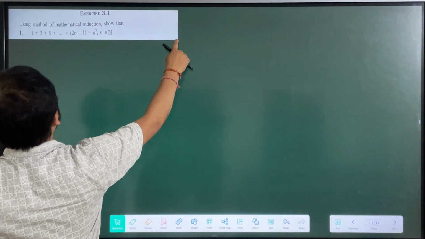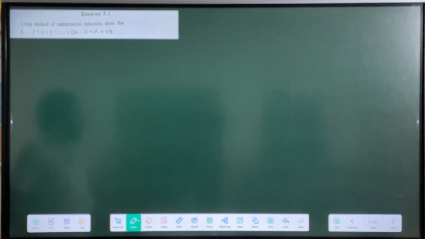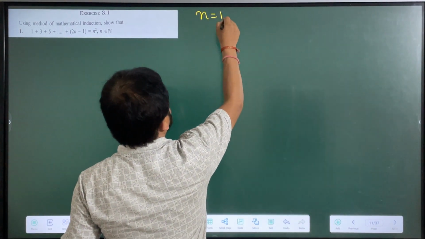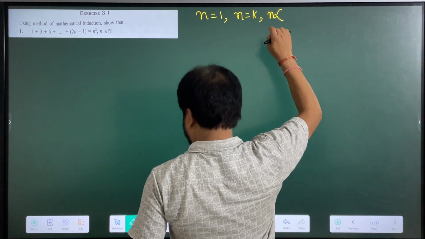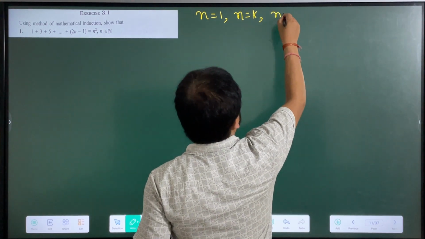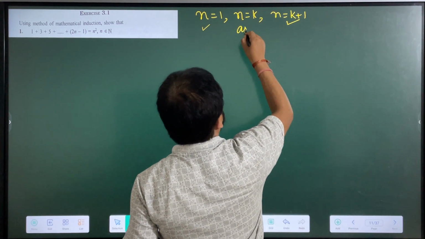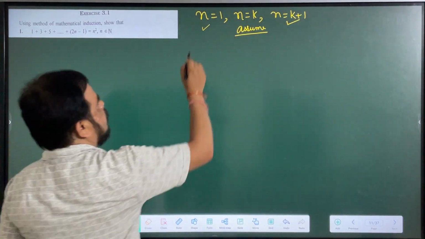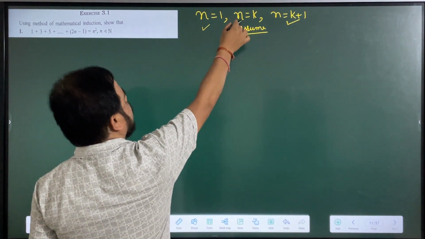Exercise 3.1 number 1. Using the method of mathematical induction, show that 1 plus 3 plus 5, this is what is given in the question, as I explained in the previous video. So first n equals 1, then n equals k, then n equals k plus 1. This one we will prove, and this one we will assume. Remember that much only. This we have to prove, left hand side, right hand side equal, sometimes maybe greater, but this one we will assume.